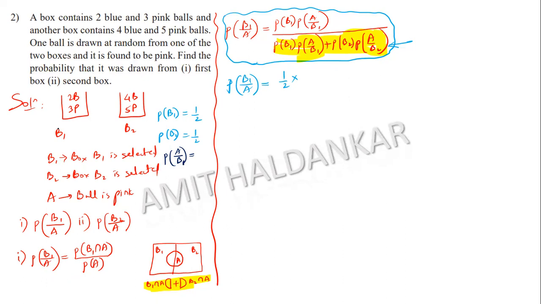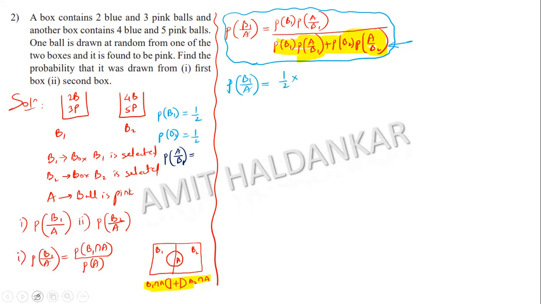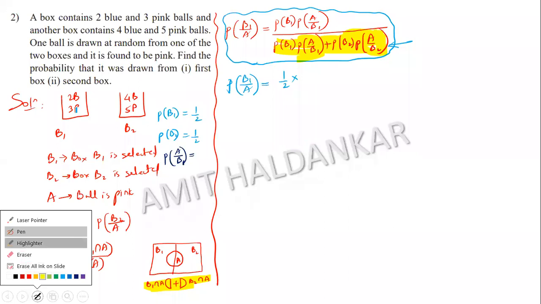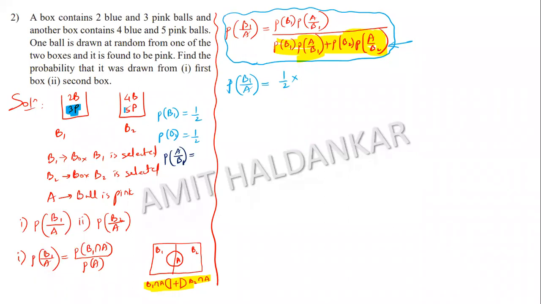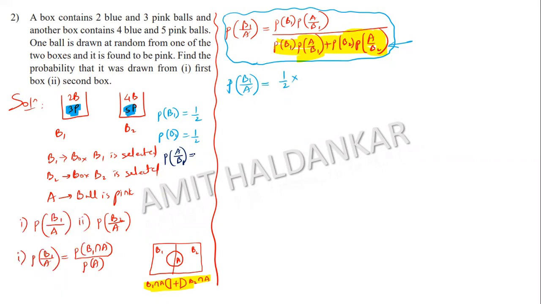Now in the first bag, if you see, there are three pink. So if there are three pink over here and there are five pink over here, can I say the probability of getting it from the first bag is, clearly it can be seen, 3 out of 5.